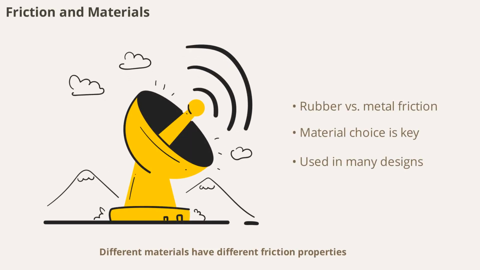Different materials have different friction properties. Rubber grips better than metal, while glass is very smooth. Engineers choose materials based on the level of friction needed for a specific task. This knowledge is used in everything from making tires to designing kitchen tools.